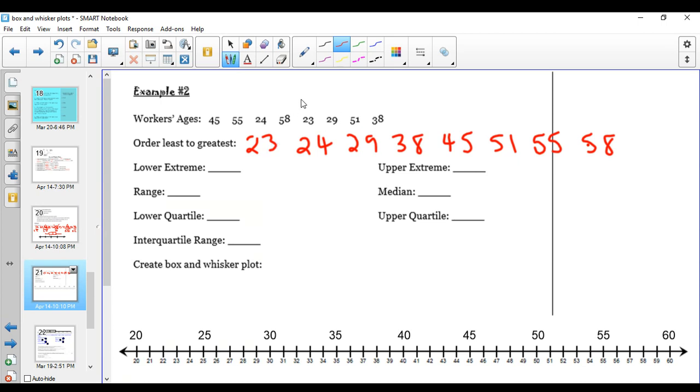Okay, step 2 is to underline the extreme values. So we have 23 and 58. Okay, as I'm getting these answers, we'll go ahead and fill them in the answer blanks here. So lower extreme is 23. That was the youngest person. Upper extreme, 58. That was the oldest person in the group.